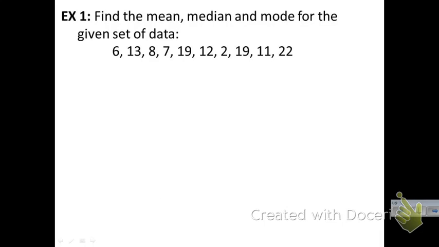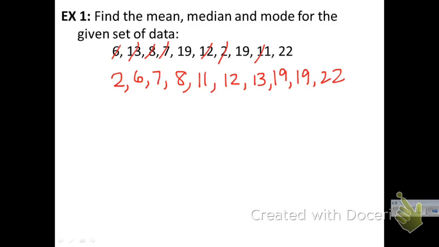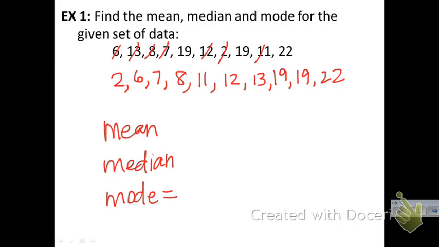So in our first example, we're going to find the mean, median, and the mode. When you're asked to do this, the first thing you want to do is put these in numerical order. So here I've already put them in order, and then from here we're going to find the mean, median, and mode. I like to find the mode first. It's the easiest one, and it's the one that occurs the most. Here we can see we have 2 19s, so our mode is 19.